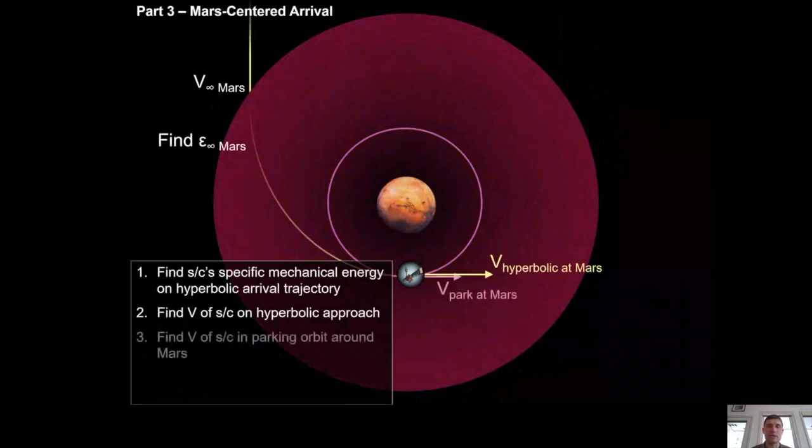So the next thing we need is another velocity. We need to figure out what the velocity is for a circular orbit that we want to be in. Finding these two velocities allows us to find another delta V. This is the delta V that we're going to use to slow down to enter into a circular orbit at Mars. We'll call this delta V retro.